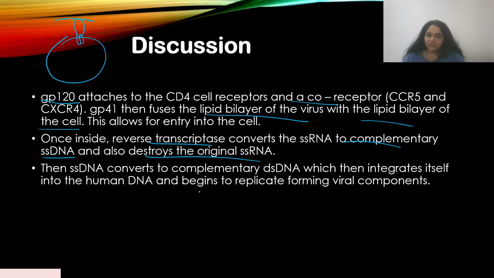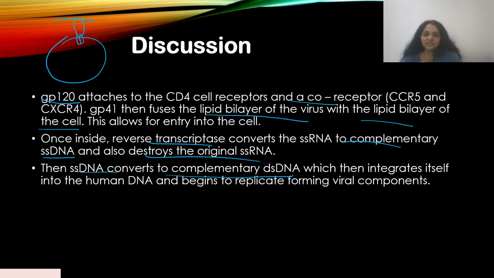Once that part is done, the DNA is formed. We have a single-stranded DNA. Now the single-stranded DNA converts to double-stranded DNA. It will form the corresponding complementary bases, and it will then form the double helical structure which is present in us. So now it is almost similar to us. Now it is ready to integrate itself into the human genome.